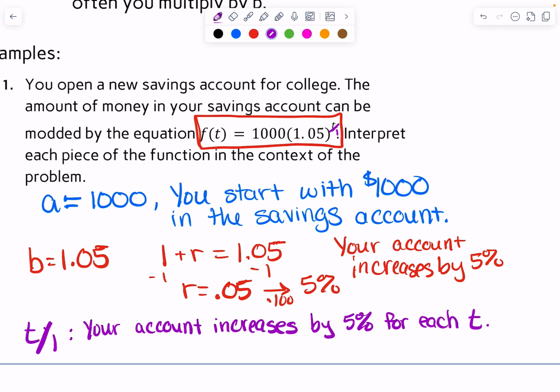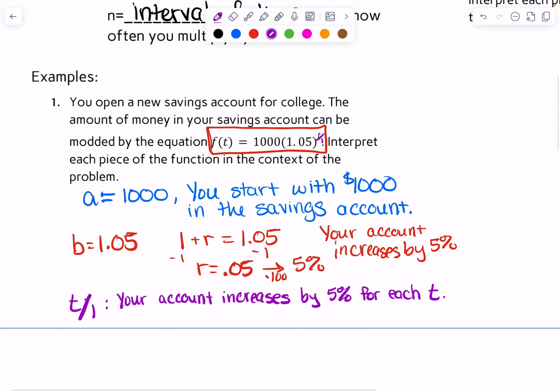Now, it doesn't tell us what T represents. It's likely that it's years, since that's typically what we use for savings accounts, but we don't know that for sure since the problem doesn't tell us that. Let's take a look at another example.